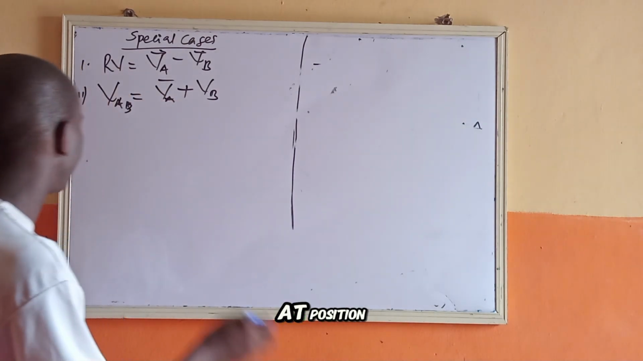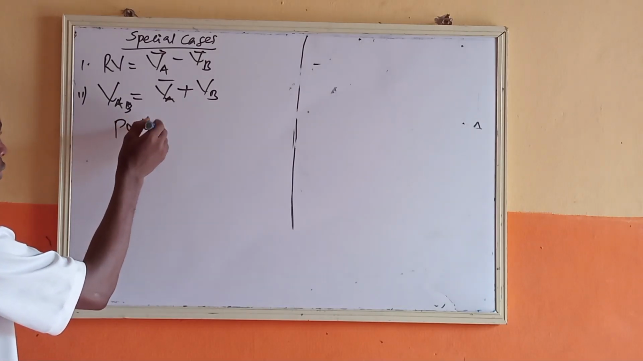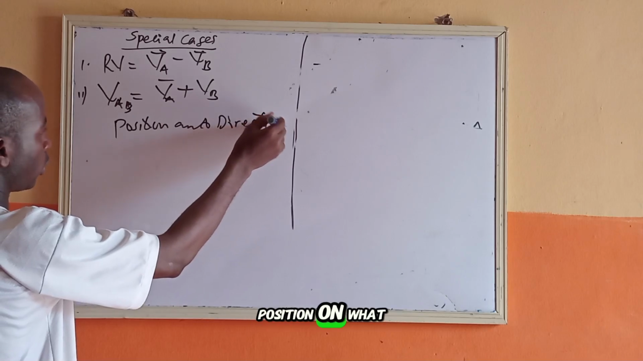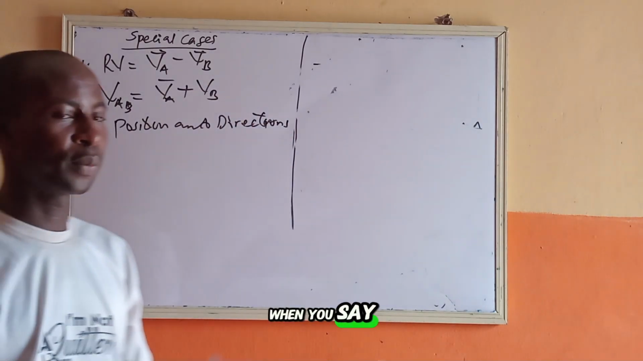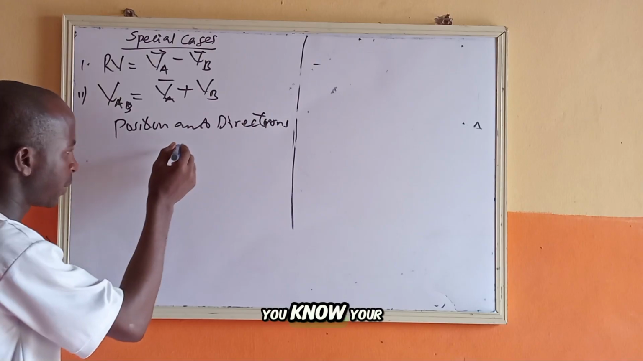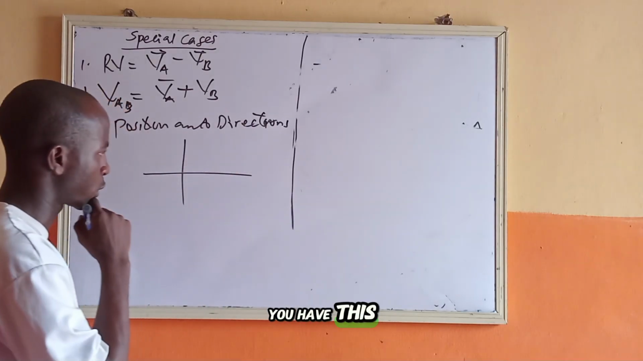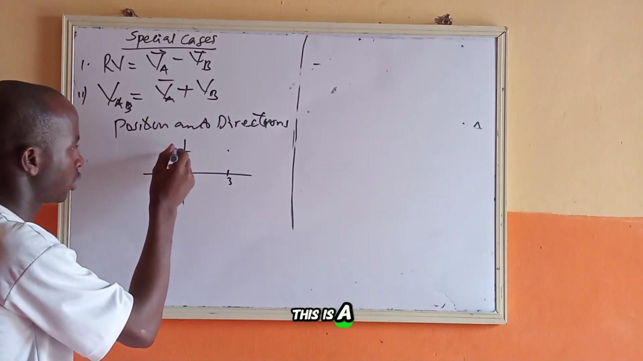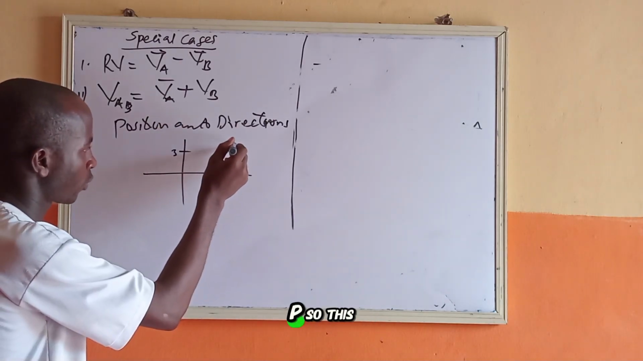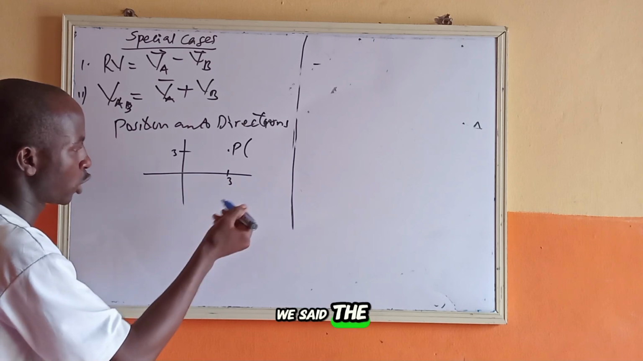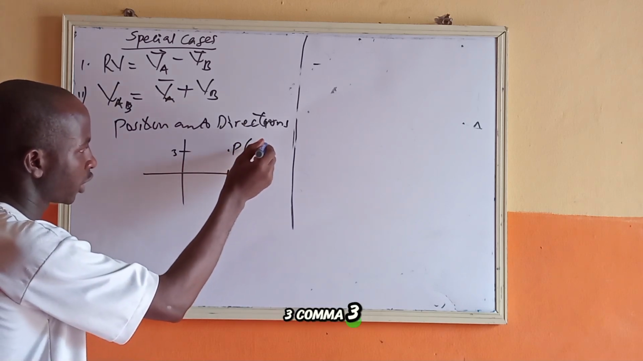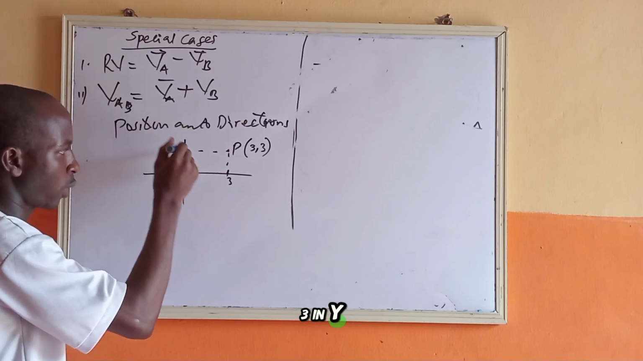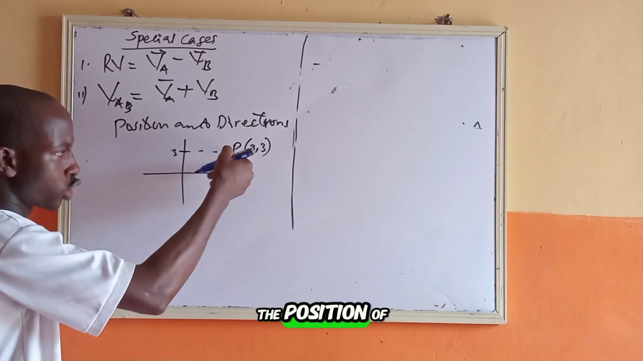So let's look at position and direction. It is very, very important. Position and direction. When you say position, let's look at this in mathematics. If I have this point, this is 3, this is 3. Of course, this is point P. For this point P, the coordinate is 3, 3. That shows 3 on the x axis, 3 on the y axis. That is the position of P.